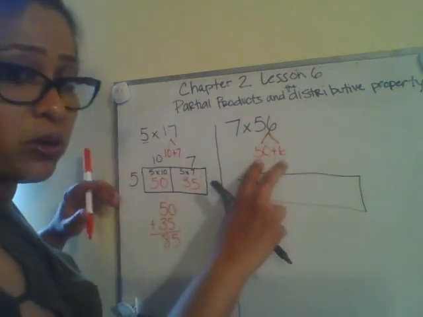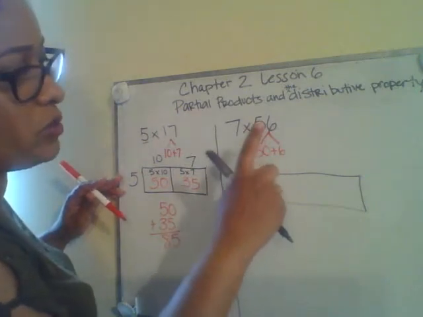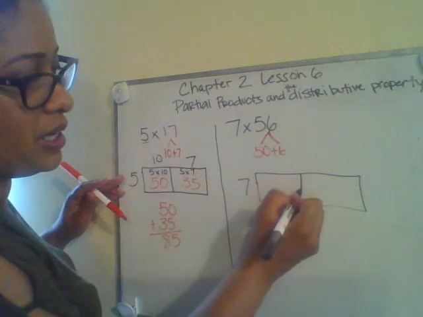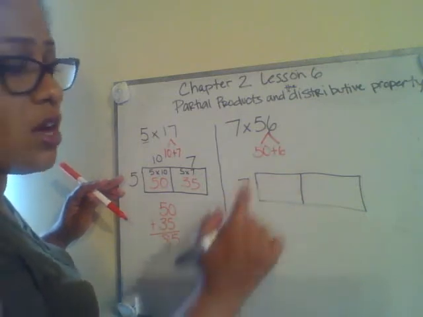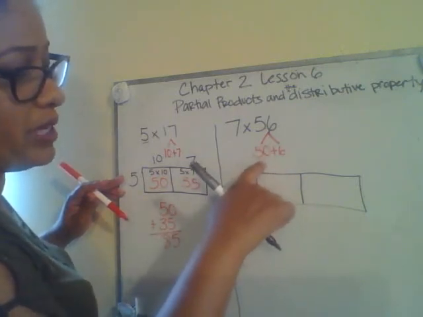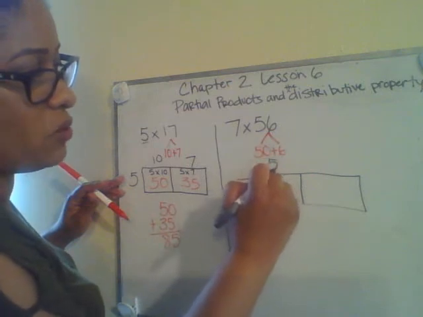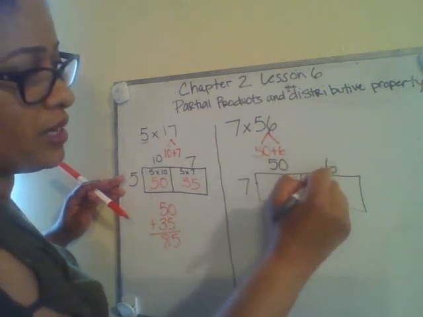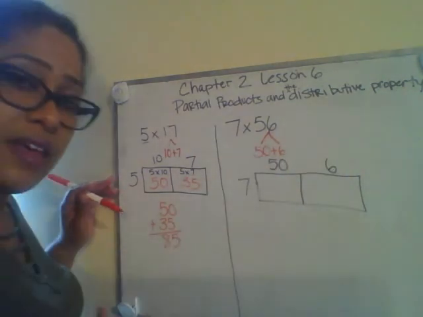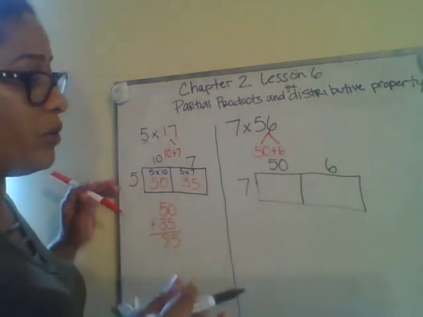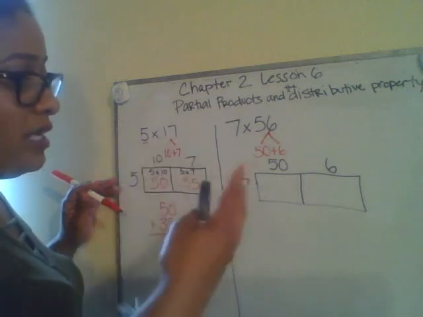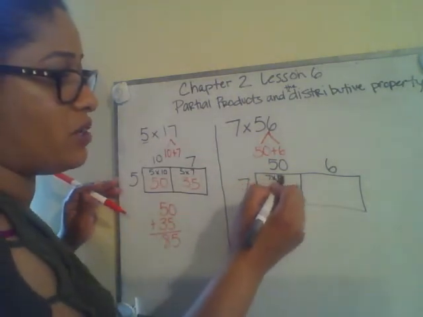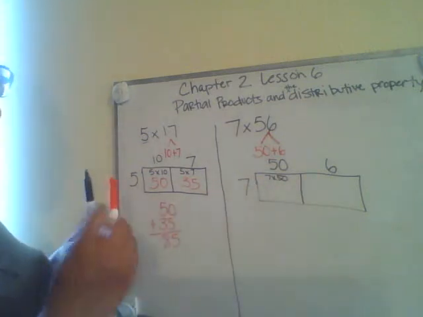Now, since I went on ahead and decomposed this into two different place values, I have my tens and I have my ones. That means this is going to be cut into two sections. On this side, I'm going to put my tens. So my tens equal 50. On this side, I'm going to put my ones, and that equals 6 ones. And then I'm going to multiply like normal. Again, if you need the reminder, I can put 7 times 50 right above here.